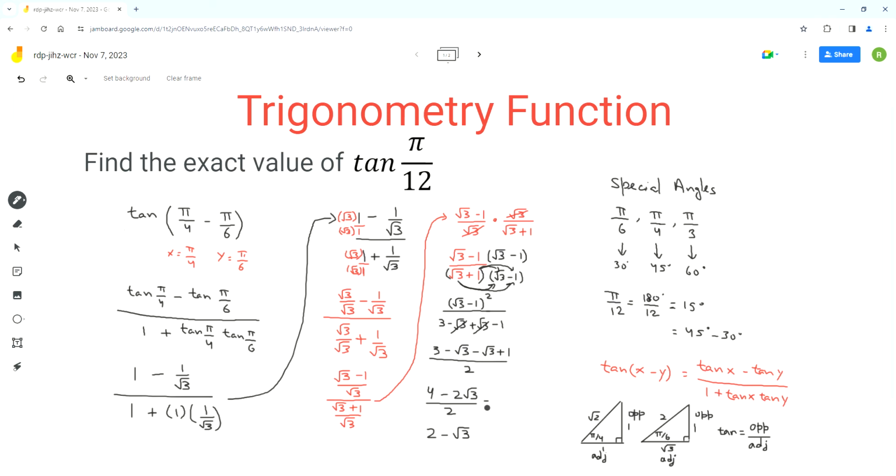So let me show you the step here, so we can break it up into two fractions. And then we get this step. So this should be the final answer for the exact value of tan pi over 12.